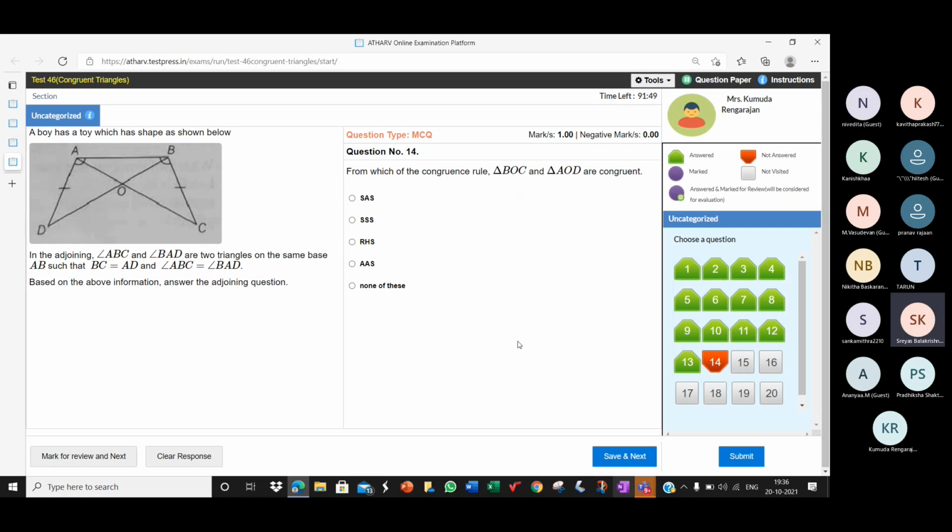Ma'am, is it congruent by SAS congruency? Okay, Shreyas, SAS, tell us the three equalities. Ma'am, AD is equal to BC as it is given. Okay, one. Then angle AOD is equal to angle BOC as they are vertically opposite angles, ma'am. Very good. Ma'am, OC is equal to OD, ma'am. Please justify. OC is equal to OD.